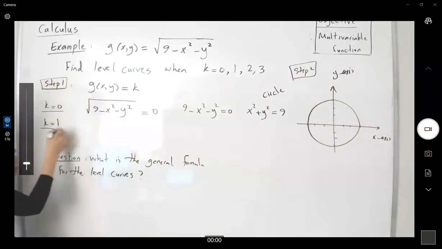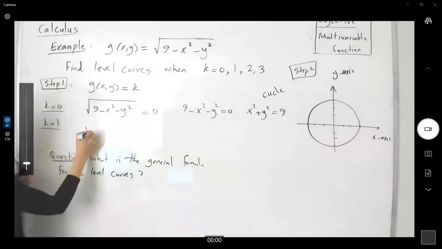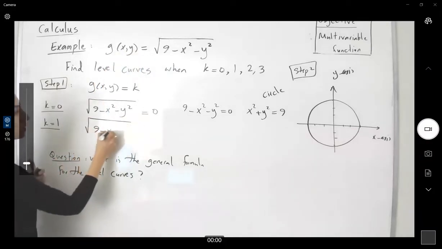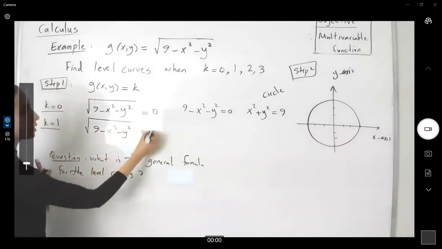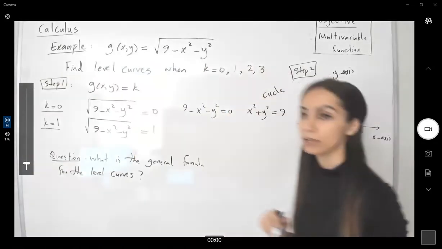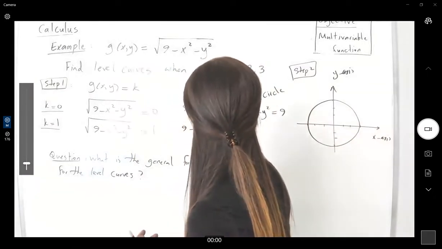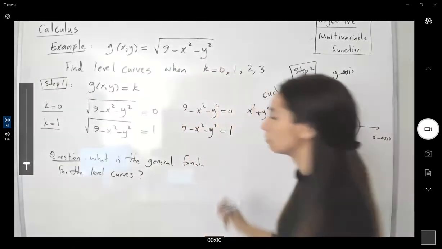K is equal to 1. It means that I need to set the definition of the function equal to my K. So I have the square root of 9 minus x squared minus y squared. My z is equal to 1 right now. So if I raise both sides to the second power, I get 9 minus x squared minus y squared equals 1.